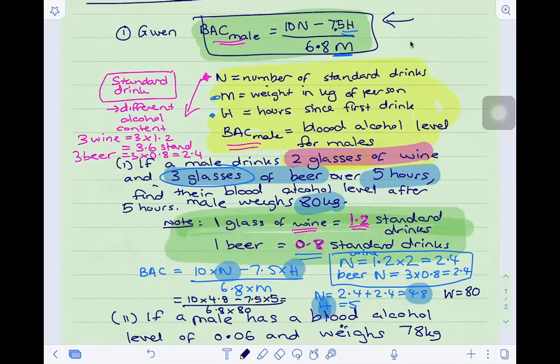And we'll just calculate that. So we get 10 times 4.8 minus 7.5 times 5 and press equals. I get 10.5, and then divided by, now you've got to work out the bottom, 6.8 times 80, or you use your fraction button. I've got 10.5 and that's 544. So 10.5 divided by 544, we end up with 0.0193. So that's approximately 0.02 blood alcohol content. It's about 2%.